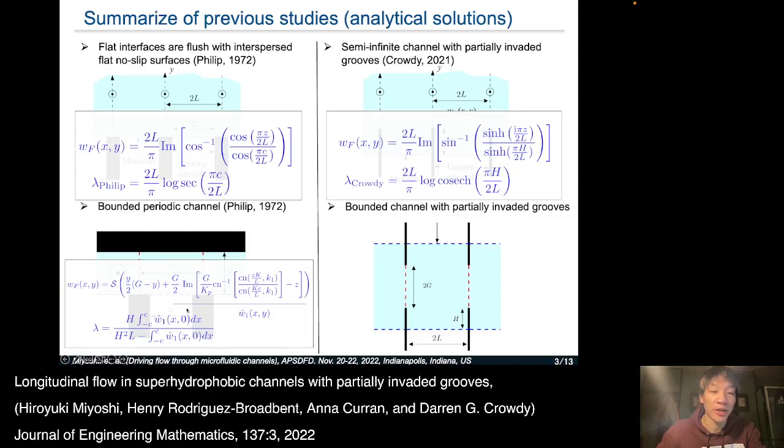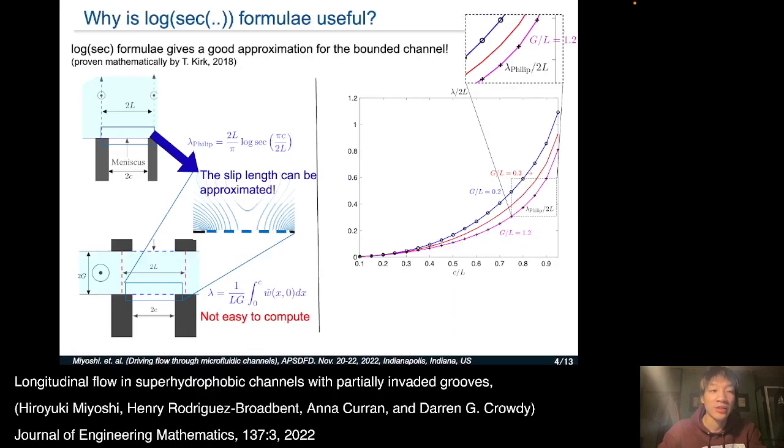This is complicated, but by evaluating the Jacobi elliptic function, we can calculate the slip length lambda. The natural question is, do we have an analytical solution for the bounded channel with partially embedded grooves? And the next question is, why is the log sec formula I explained for the normal slip length useful?